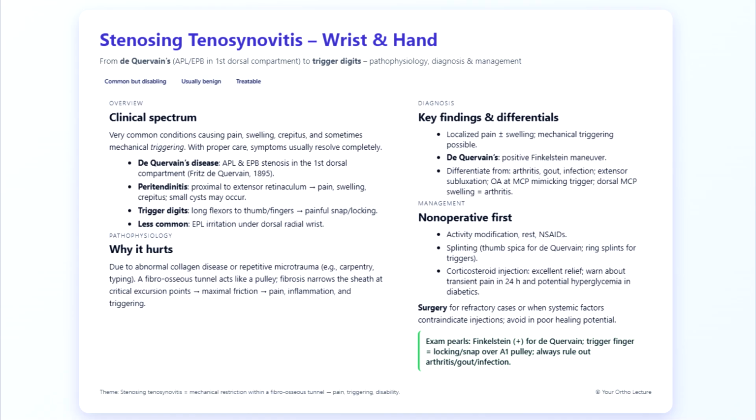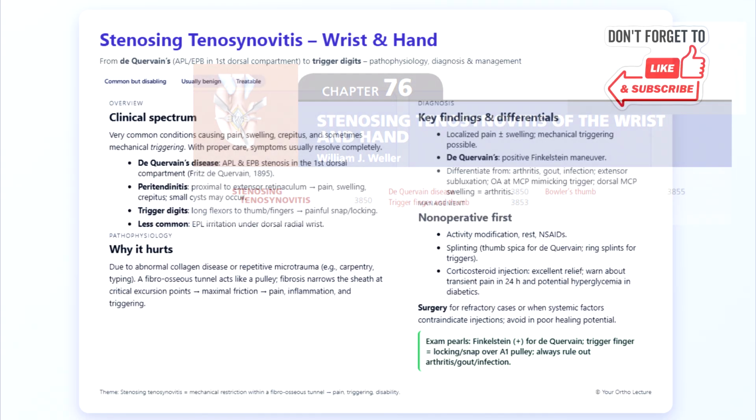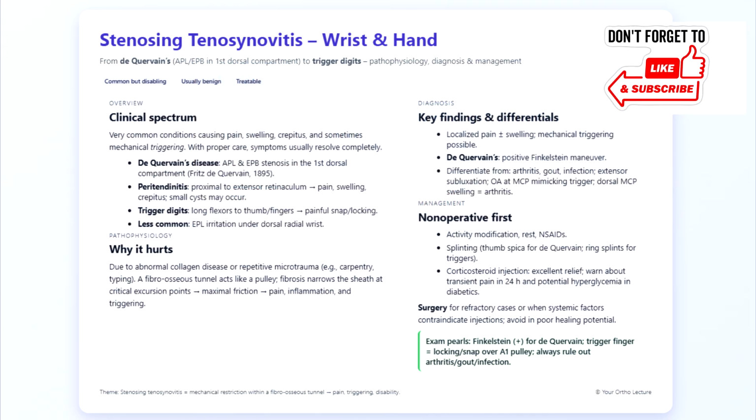Focusing on stenosing tenosynovitis of the wrist and hand. These are very common conditions that, despite being benign, often result in significant functional impairment. Fortunately, treatments are usually straightforward, and with proper management, symptom resolution is typically complete.